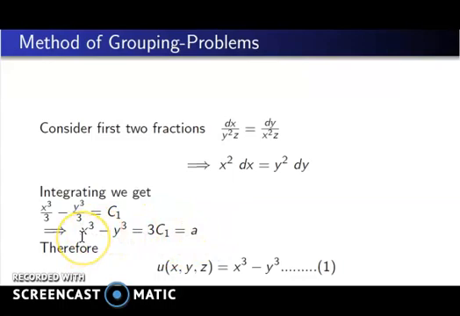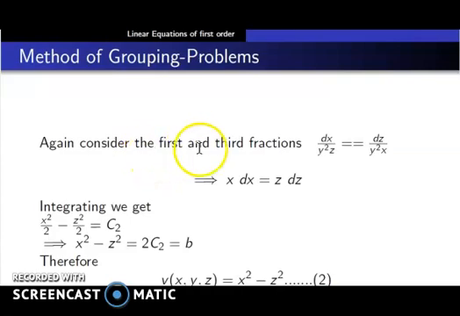So we get a solution u of xyz is equal to a, where u of xyz is equal to x cube minus y cube. It need not contain all the variables. Here in this answer z is not there. So even though we write here as u of xyz, if the variable is absent, there is no problem. So you can write u of xyz is equal to x cube minus y cube. That we take as equation number 1. So we have to find one more solution for this subsidiary equation which is independent of u.